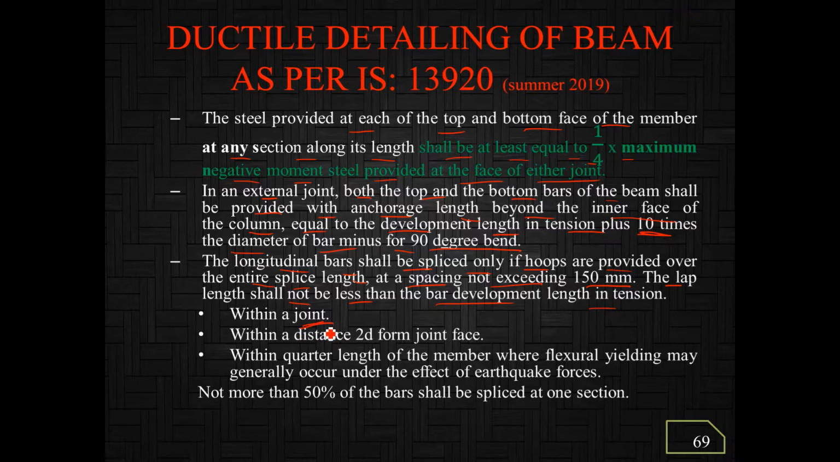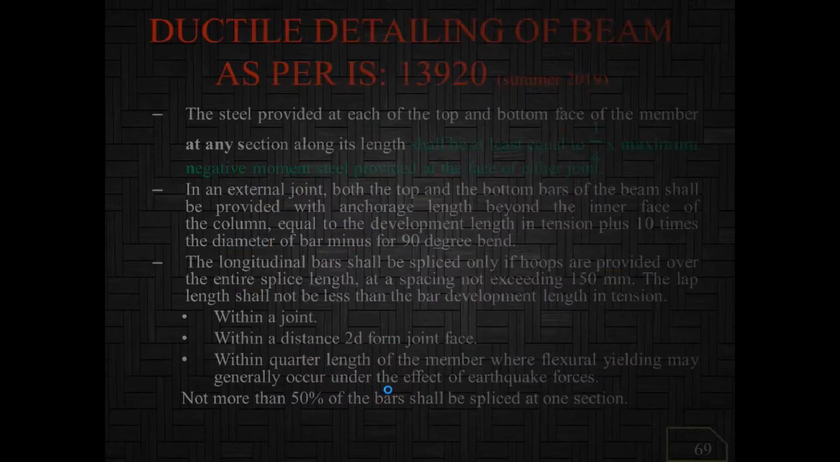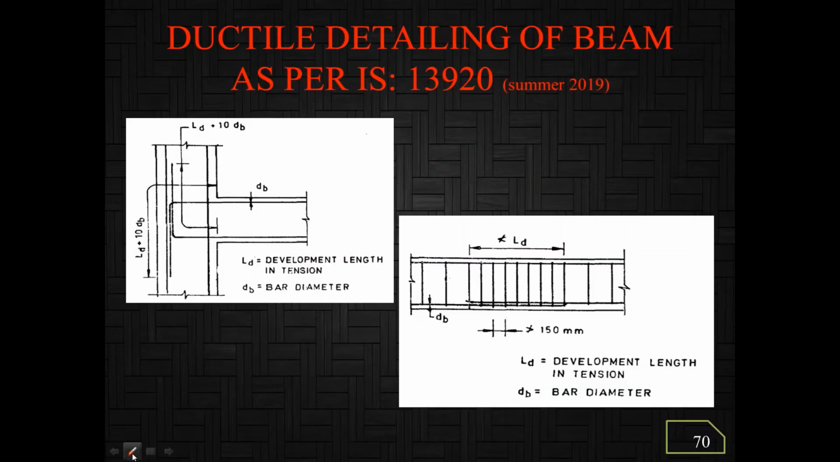Splicing shall not be done within a joint, within a distance 2d from the joint face, or within a quarter length of the member where flexural yielding may generally occur under the effect of earthquake forces. Not more than 50% of the bars shall be spliced at one section. These details are all given in IS 13920. You just have to read it out. I will not explain everything. This figure is from the IS code. There is a development length plus 10 times the bar diameter, Ld plus 10 db. Here is the development length.